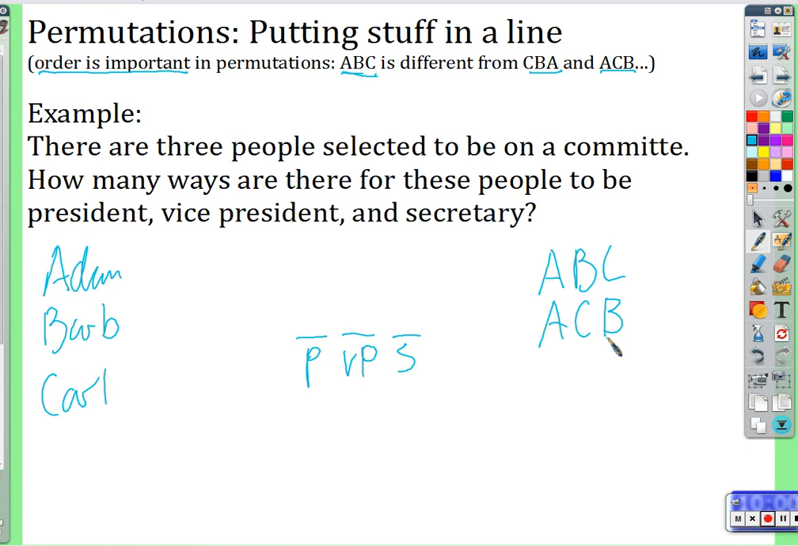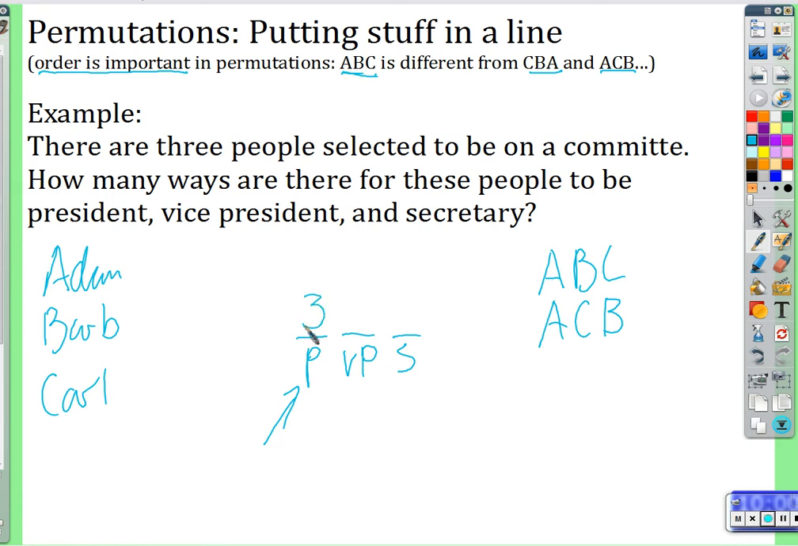Okay. First event is pick a president. Okay. How many ways can you pick a president? If nobody's filled any position yet, we're just going to pick the first person to be president. How many people? 3. 3 people to choose from.